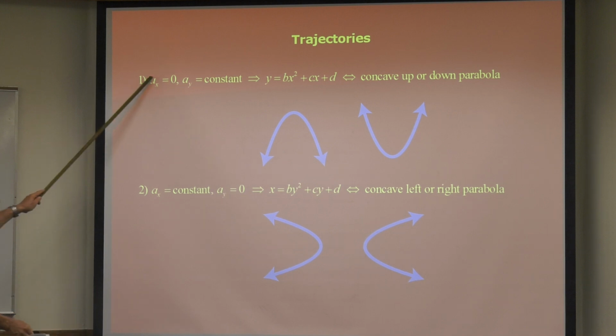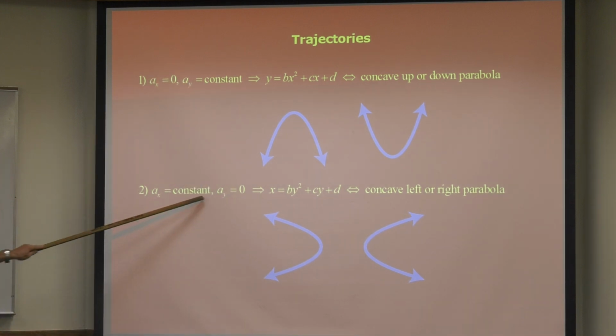So I don't care if you have ax 0, ay constant, or ax constant, ay 0. It's always going to be a parabola, right? And you'll see that's really important. You'll see in a minute.